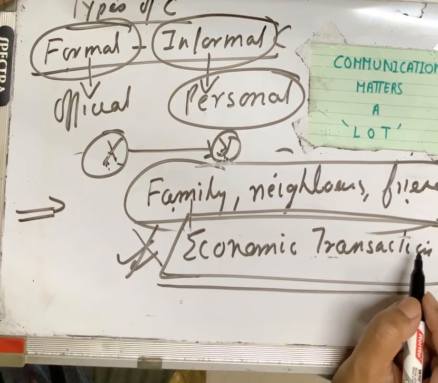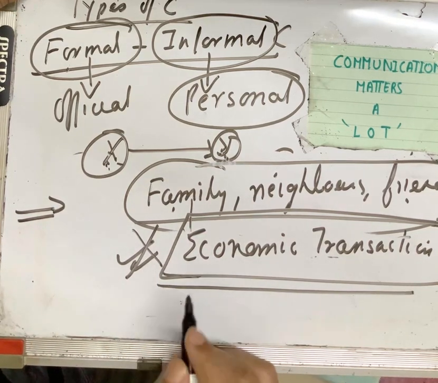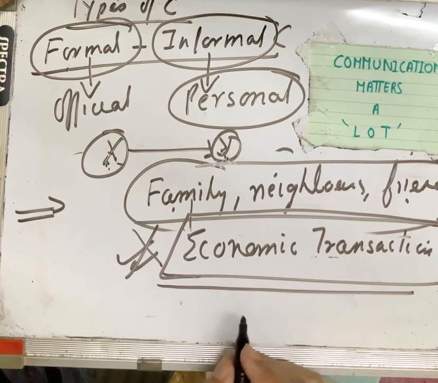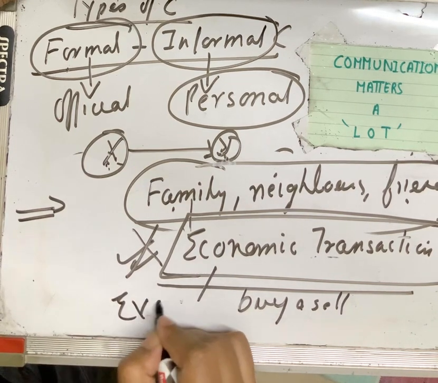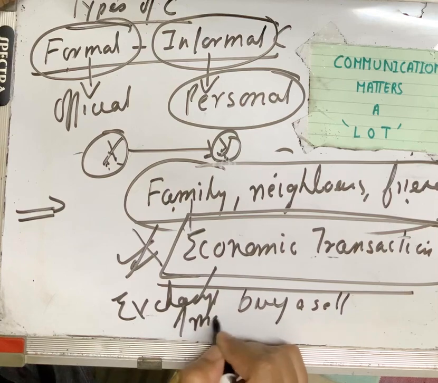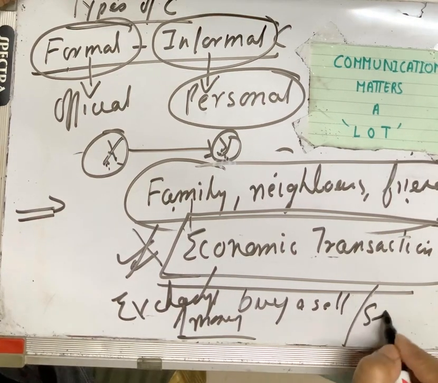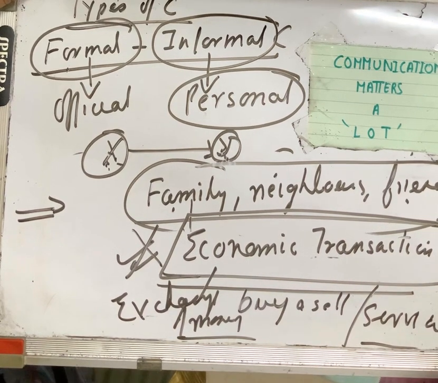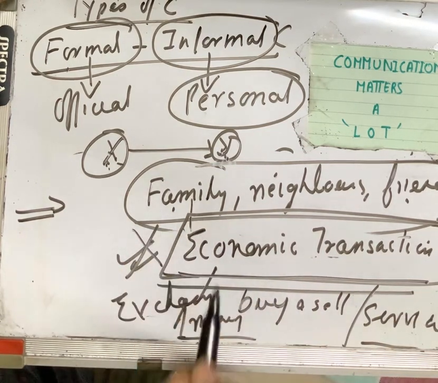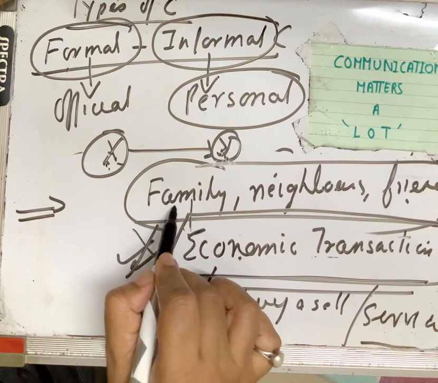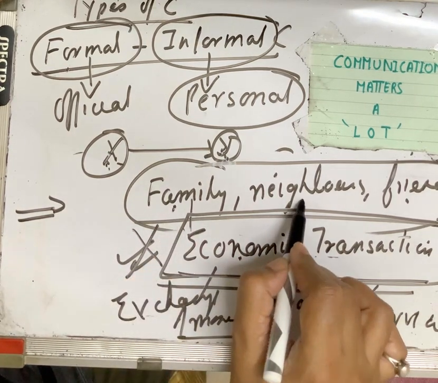What is an economic transaction? Economic transaction is, like you go to the market, you buy and sell. Buy and sell. There is an exchange of money, services. Your mother feeds you, but do you pay your mother in terms of cash? No. Your father pays your school fees, your college fees, your tuition fees, but do you repay that money? No. He's your father. So economic transaction does not exist in relationships between members of the family, between neighbors and friends.